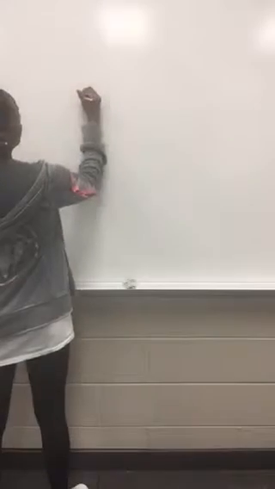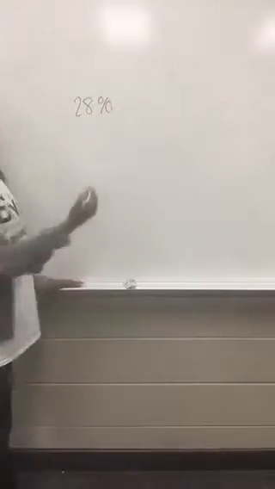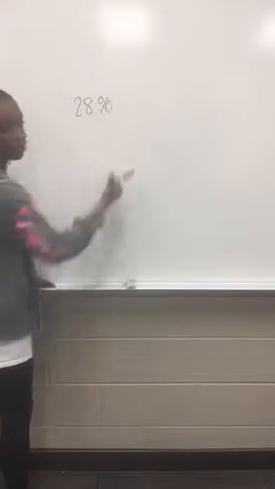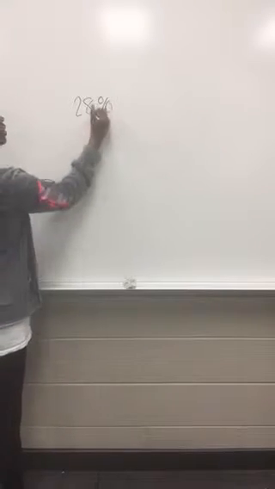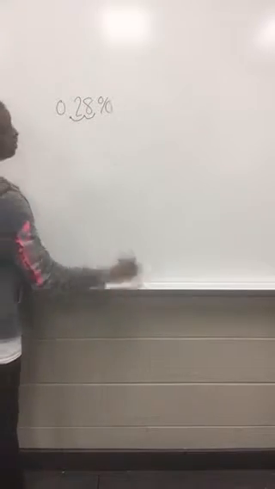Let's just say, for instance, we have 28%. Now, we're just going to get our decimal point right here, and you're going to go 2 spaces to the left. 1, 2, and then this will be 0.28.